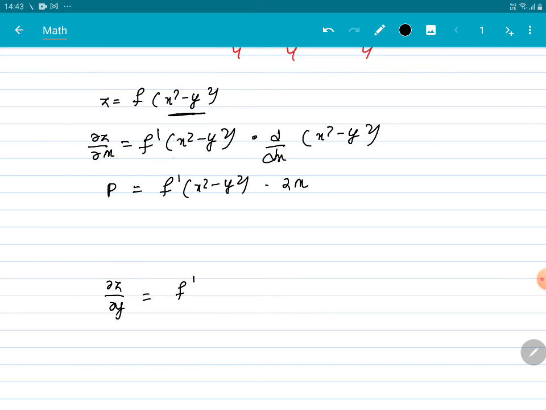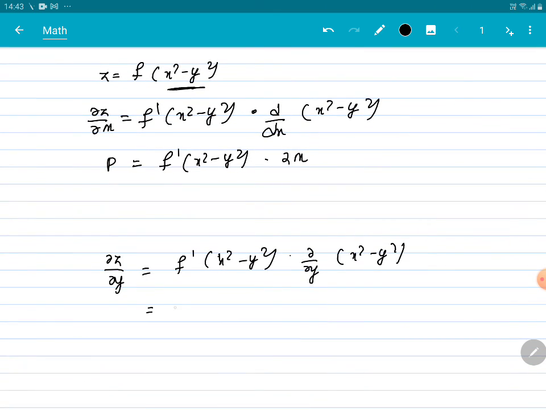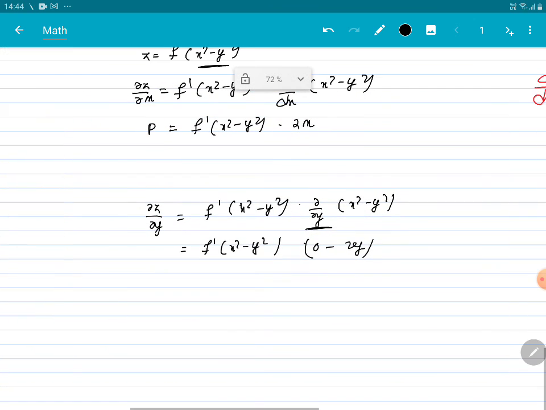f dash of (x square minus y square), del by del y. So f dash of (x square minus y square). This is del y now. x is 0 and y gives minus 2y. Now this is q. So q is equal to f dash of (x square minus y square) into minus 2y.